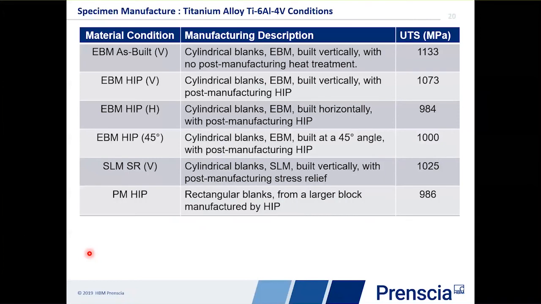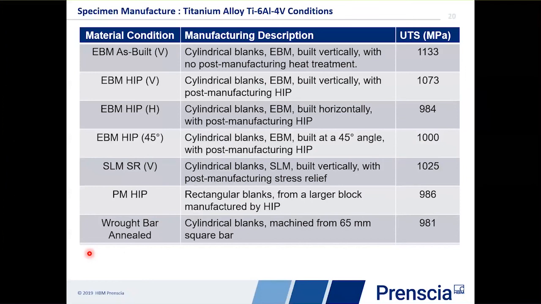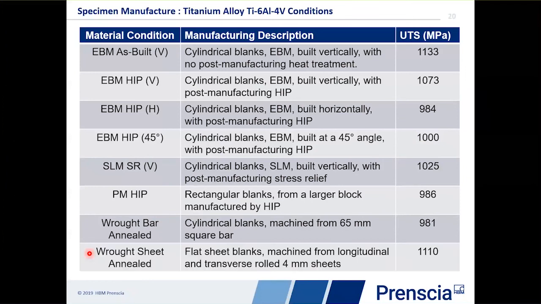And if we compare those to the wrought material, with wrought bar we've got like 981 megapascals there, and a wrought sheet of 1,110 there. So with the UTSs, you see they're all fairly consistent. They compare very well to the wrought bar and sheet that we're using there.